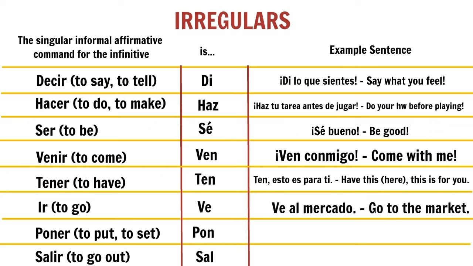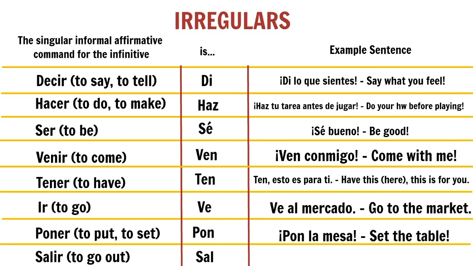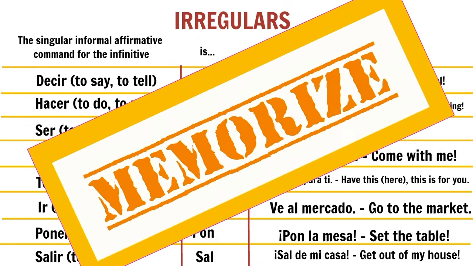Ve al mercado. Go to the market. Pon la mesa. Set the table. Sal de mi casa. Get out of my house. Yes, you need to memorize these.